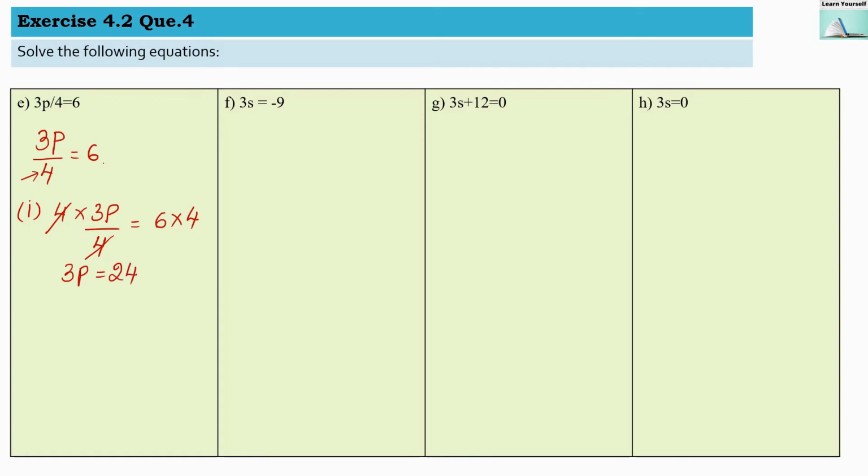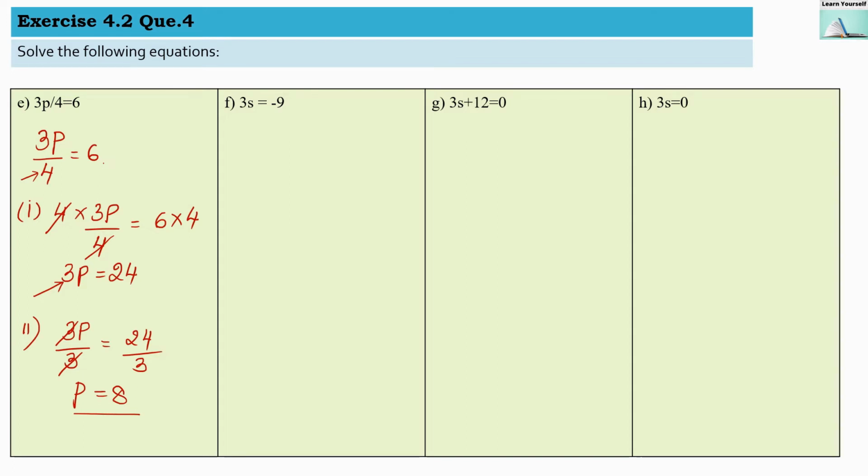Now we have to remove this 3 and we have to separate this variable p. So for that we are going to divide by 3 on both sides. So this 3 and this 3 will get cancelled out, and here we will get p equals 8. So that is how we have separated a variable and we have found the solution.